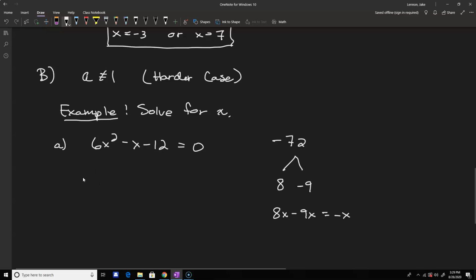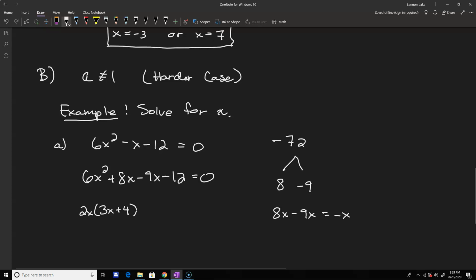So we have 6x squared plus 8x minus 9x minus 12. Okay, so our first group is 6x squared plus the 8x, and our second group is the minus 9x minus 12. So what we want to do is take out the greatest common factor from each pair. If we're looking at 6x squared plus 8x, we can take out a 2x, and we'll be left with 3x plus 4.